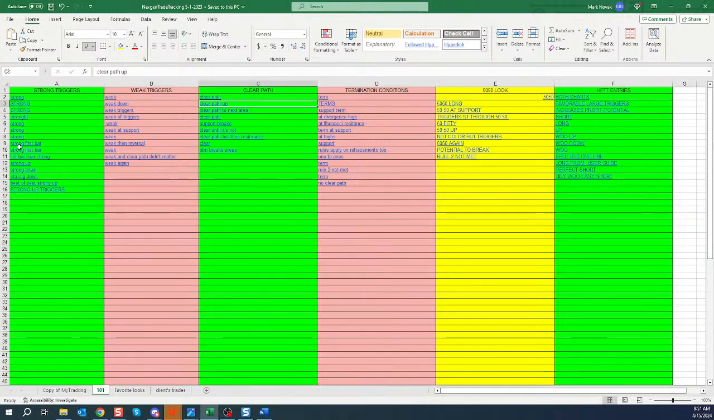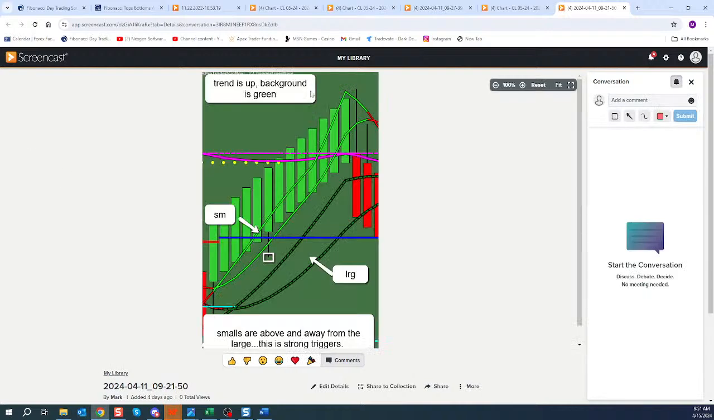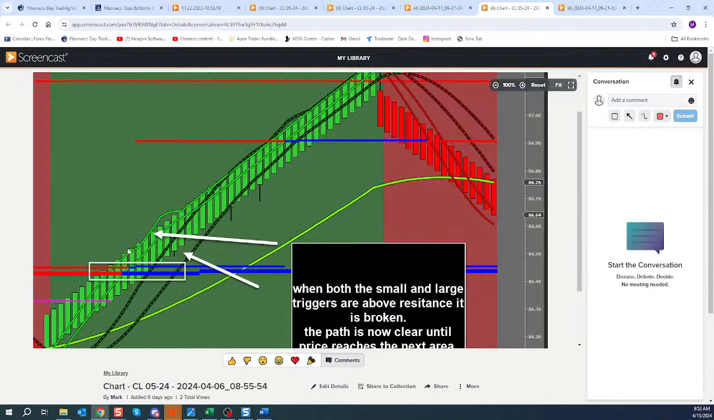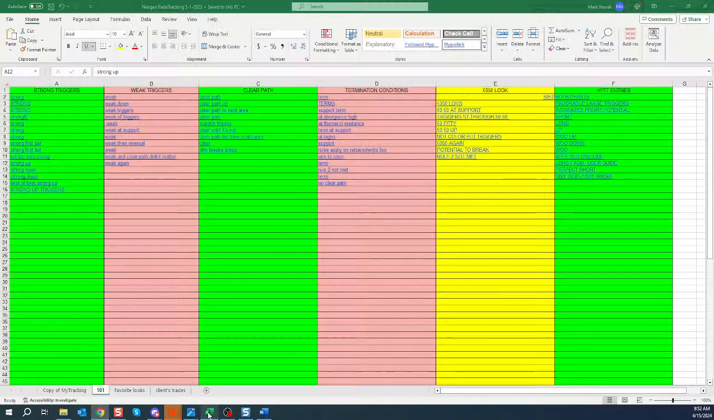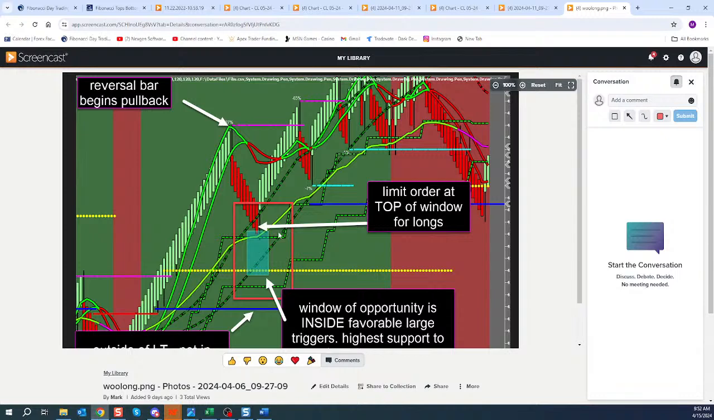So if I have strong triggers up and I have a clear path up, well, then the only thing that I really need to be able to do is find that window of opportunity to the upside to identify where the market is most likely to continue.